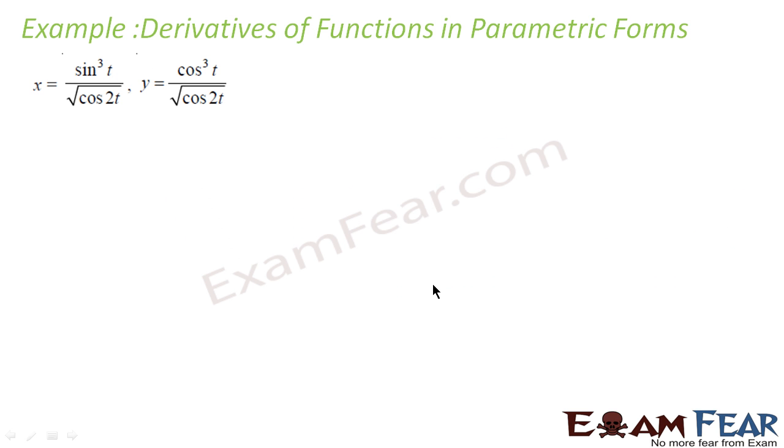Let's take a little complex one. Here also, x is in terms of t, and y is also in terms of t. That is, x is nothing but f of t, and y is, let's suppose we call this function, g of t. So this is also a parametric form. If I want to find dy by dx, it is nothing but dy by dt divided by dx by dt. Same thing we are doing. So we have to find dy by dt and dx by dt. Let's find dy by dt first.